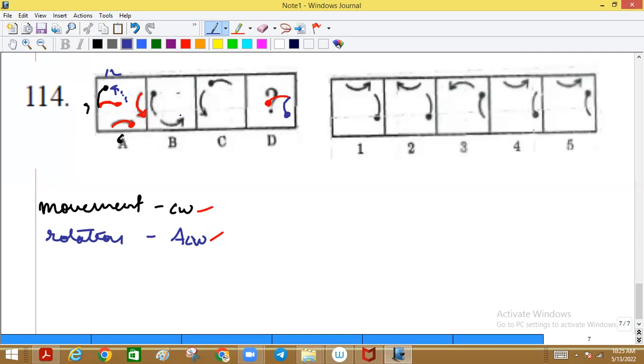Now come to the normal arrow. First one, the movement is in clockwise direction. So from here it came to this position. After coming, again the rotation is anti-clockwise. So rotation is anti-clockwise means this is the direction. So which option? Option 4 is the answer.